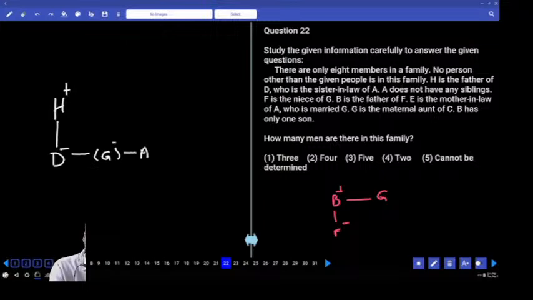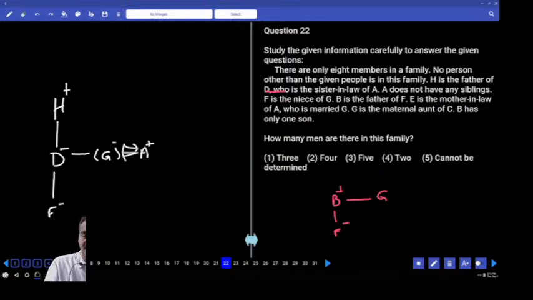And this must be A, and they get A's spouse. A must be a male. Clear now? Because G is a female. And here, A does not have any sibling. H is the father of D. D is the sister-in-law of A. F is the niece of G.